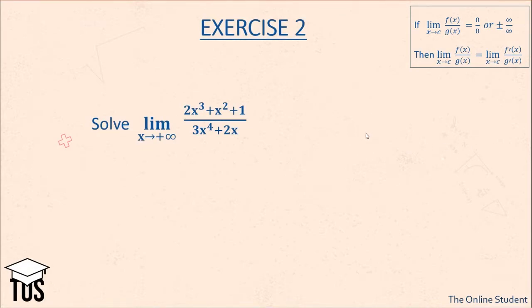Okay, let's have a look at this next exercise. We have to solve this limit as x approaches infinity of 2x to the third power plus x squared plus 1 divided by 3x to the fourth power plus 2x.